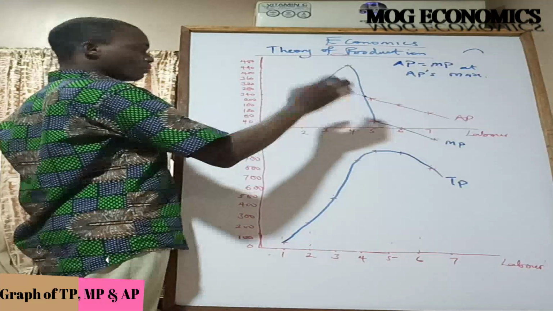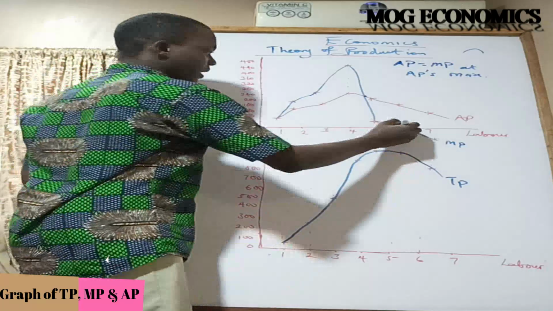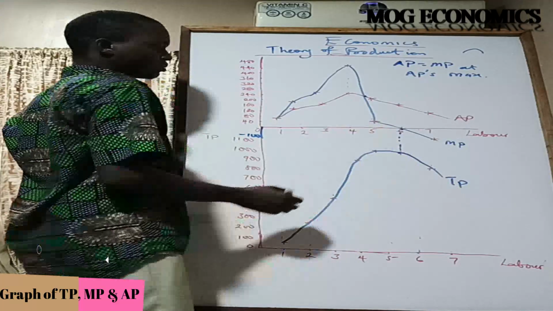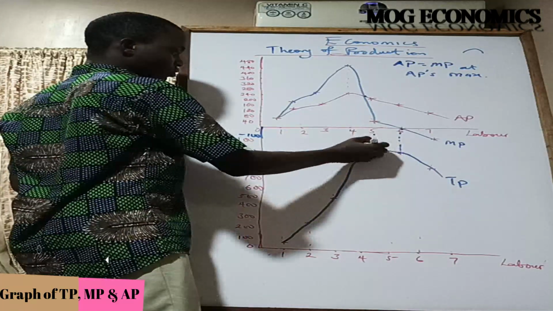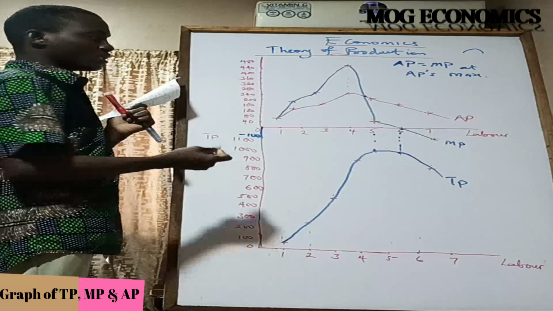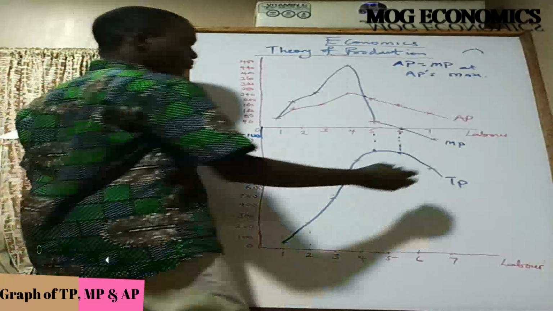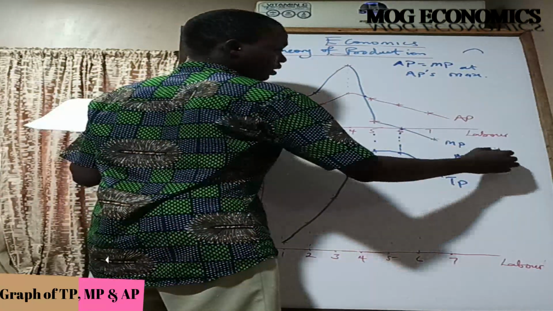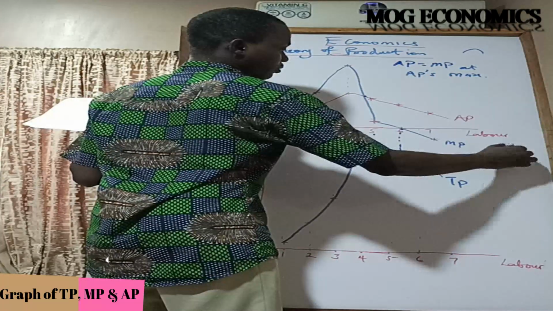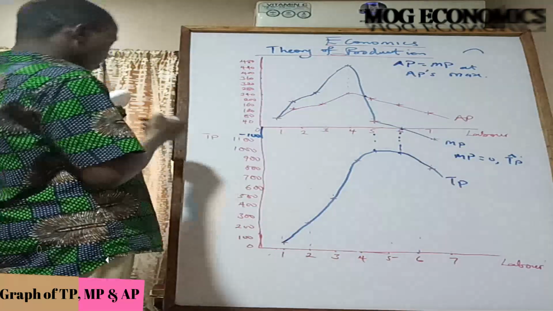So what then is the relationship between MP and TP? The most obvious thing is to look at this point. At the sixth level of output, TP is at maximum. Although it's the same for the fifth level of output, which is also maximum. But the general consensus is that whenever MP is zero, total product is at its maximum point. So when MP equals zero, TP is already at its maximum point, like a cap on it. So when MP is 0, TP is at its maximum point.